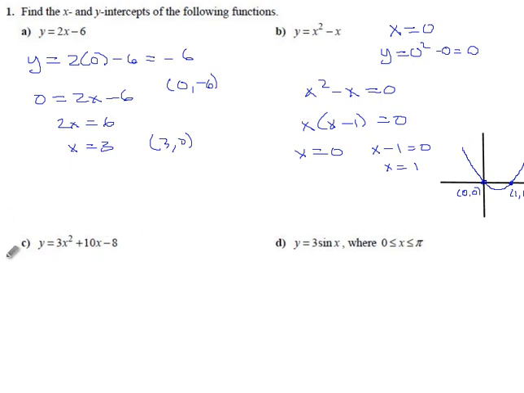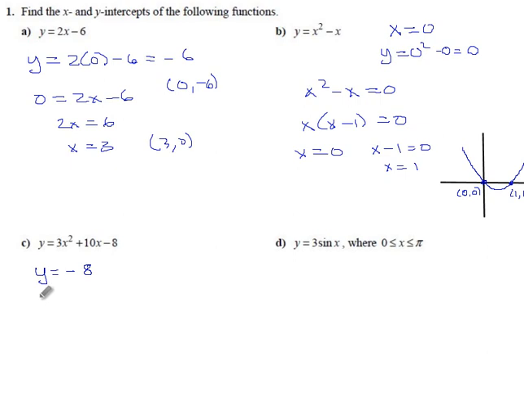Let's see what happens with these. Here, if x is 0, we can kind of shortcut this, right? You can see what's going to happen. This term will vanish if we plug in 0. So will this one. All that will remain is negative 8. So if you have something in polynomial form, all the terms are going to vanish except for the constant, and that's your y-intercept.